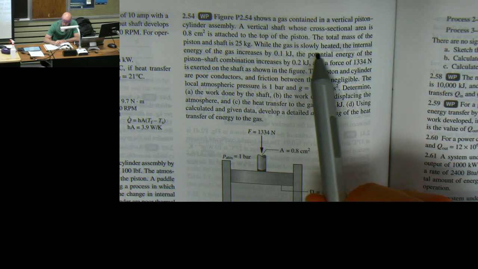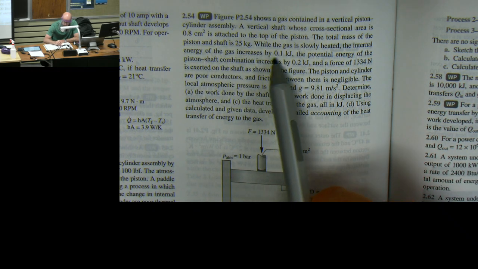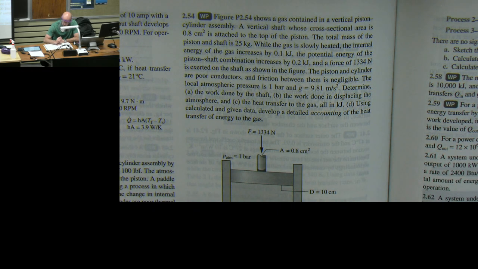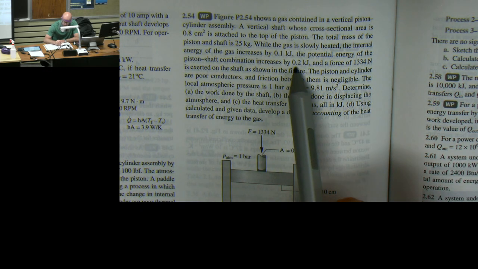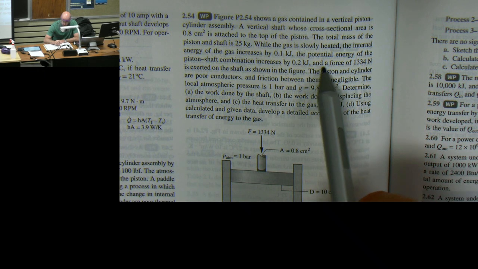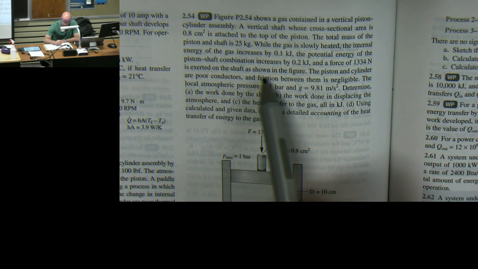While the gas is slowly heated, the internal energy of the gas increases by 0.1 kilojoules. The potential energy of the piston shaft combination increases by 0.2 kilojoules. And the force of 1,334 kilojoules is exerted on the shaft as shown in the figure.